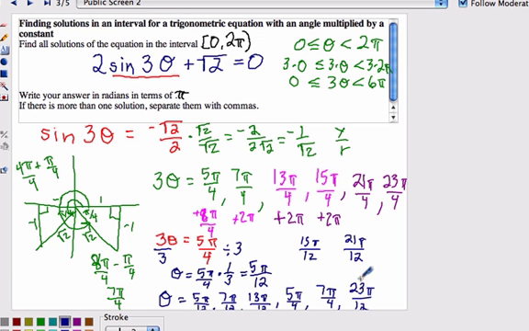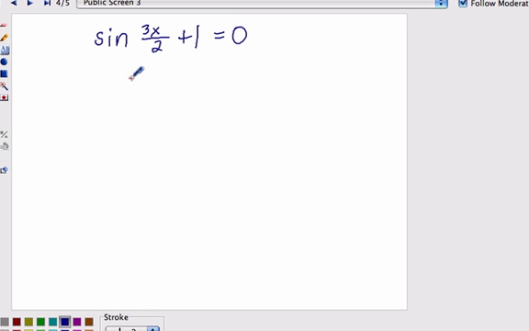Okay, so let me show you a couple other examples. See if that helps make this a little more clear for you if you're still feeling a little unsure about what we're doing here. Okay, so here's another problem.